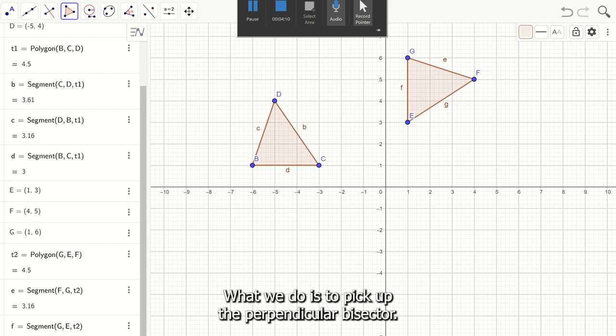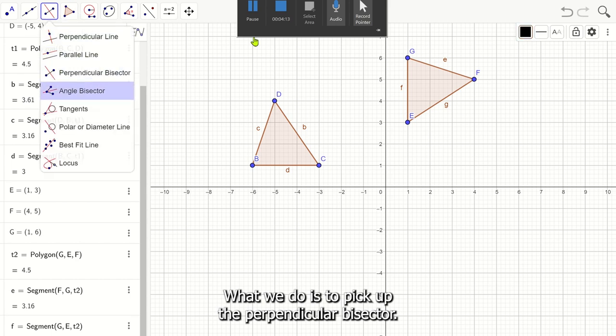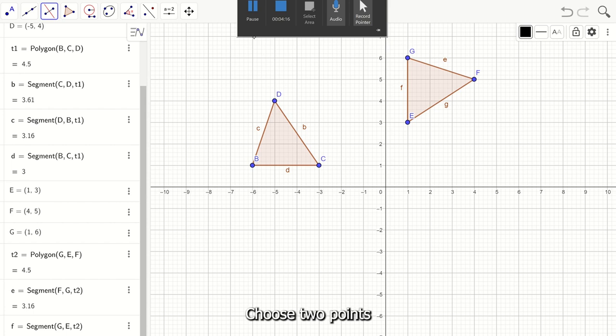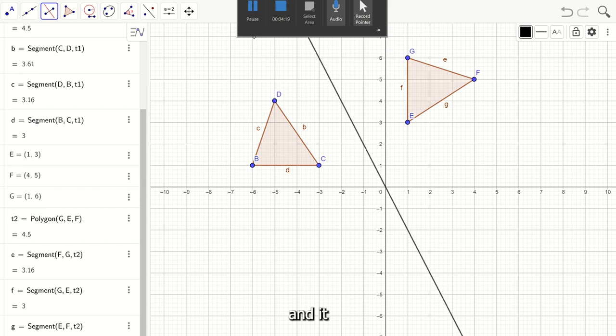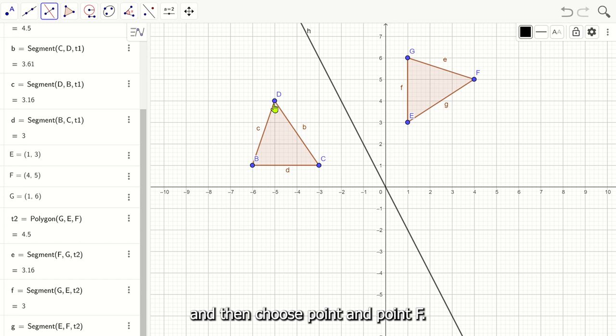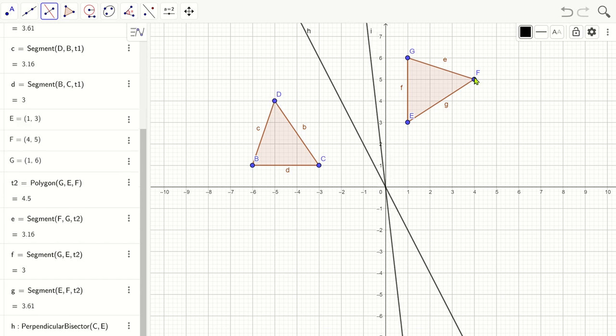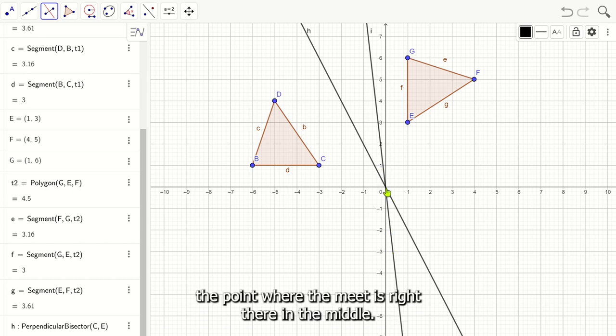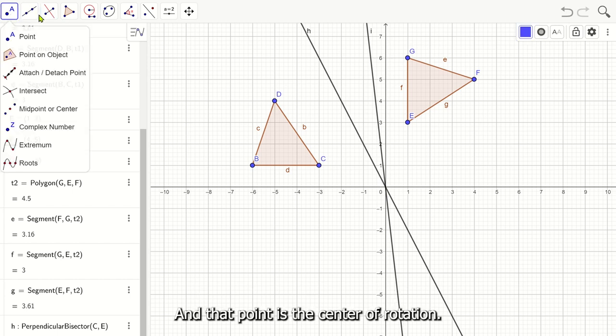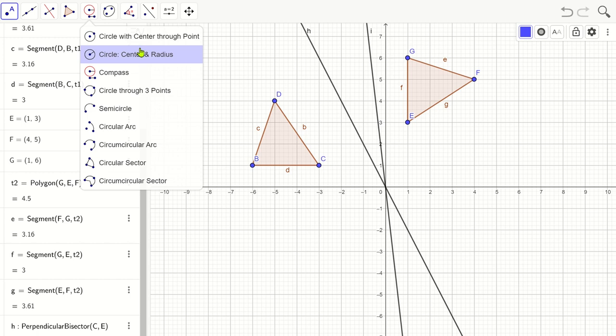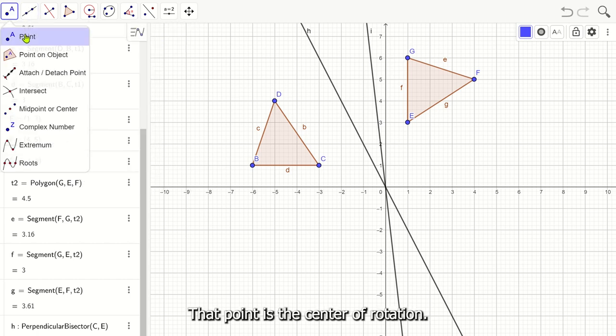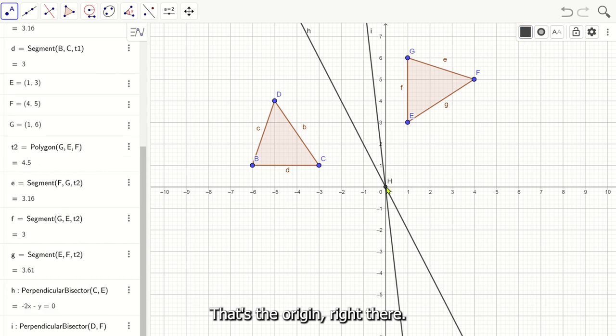So they correspond. What we do is to pick up the perpendicular bisector, choose 2 points, and it automatically shows us the bisection line. And we do the same thing for 2 other corresponding points. We go ahead and then choose point D and point F, and you have the other corresponding line. The point where they meet is right there in the middle, and that point is the center of rotation. That's the origin right there.